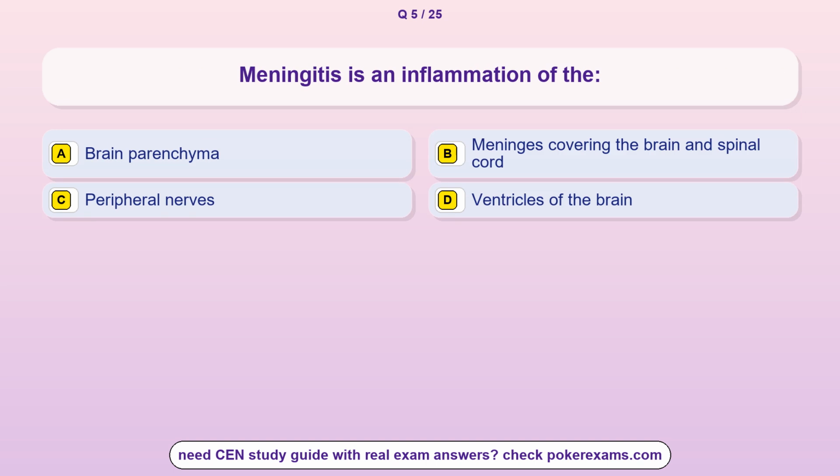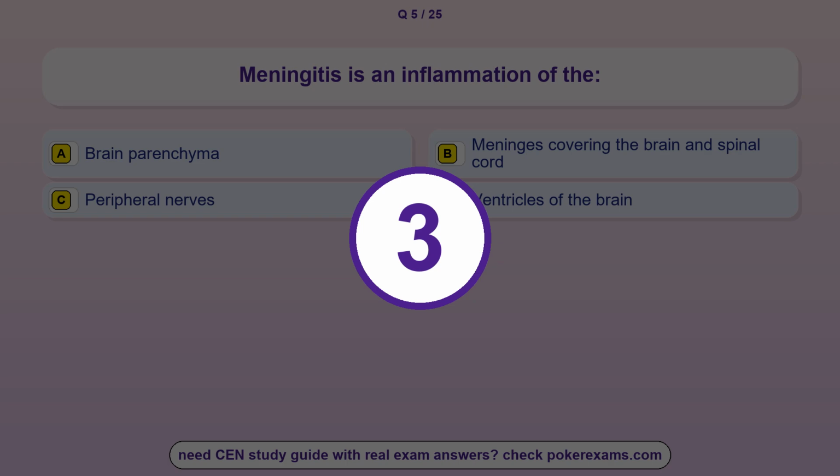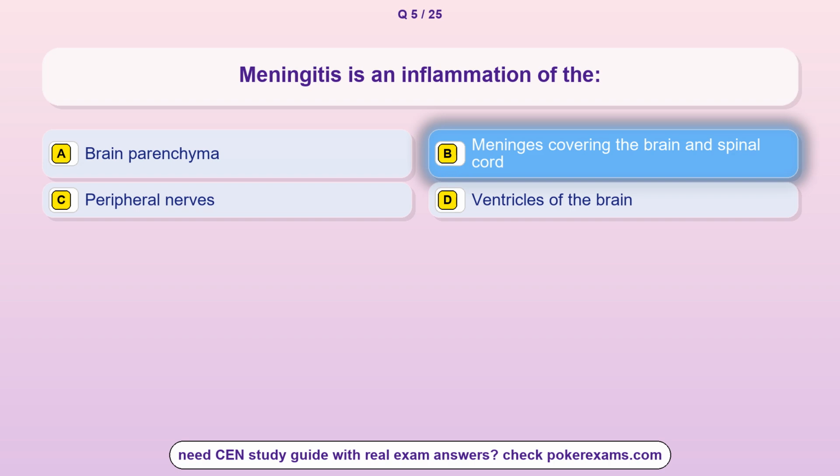Question 5. Meningitis is an inflammation of the: Option A, brain parenchyma. Option B, meninges covering the brain and spinal cord. Option C, peripheral nerves. Option D, ventricles of the brain. The correct answer is option B, meninges covering the brain and spinal cord.